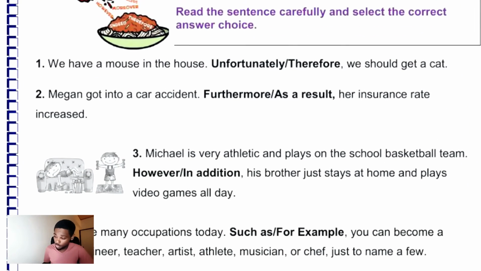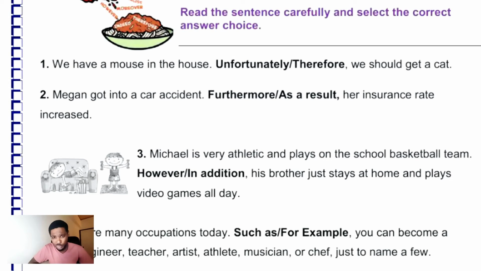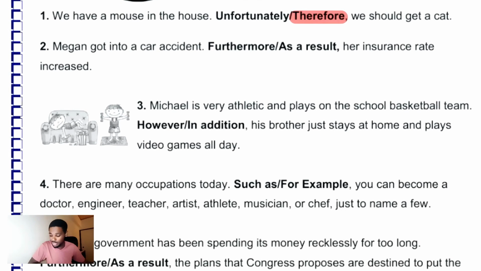All right, here we are. Number one, we have a mouse in the house. Dash, we should get a cat. Easy stuff, easy stuff. We have some hard activities later on, but this is easy for right now. Which transition is showing the correct relationship between these sentences? Yeah, therefore, nice.